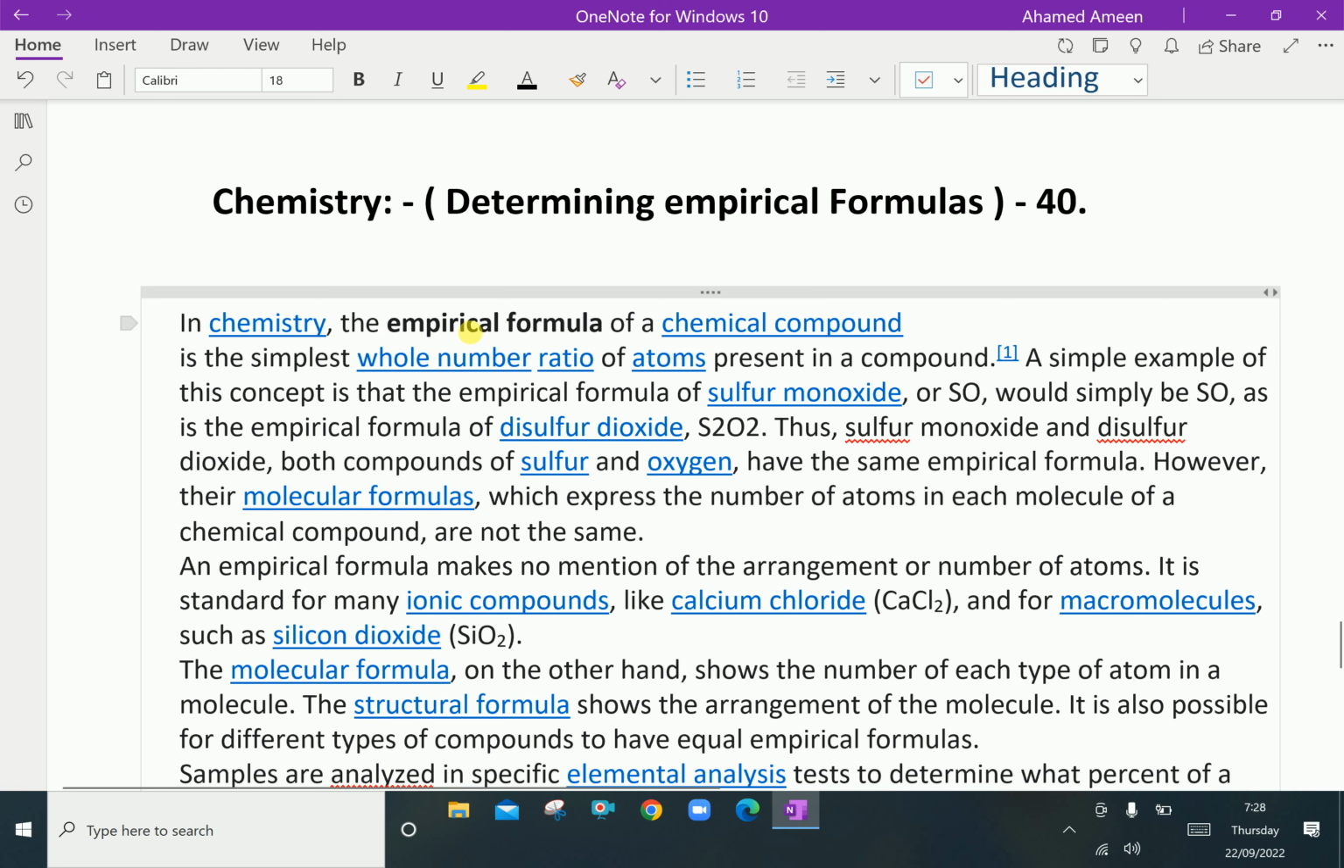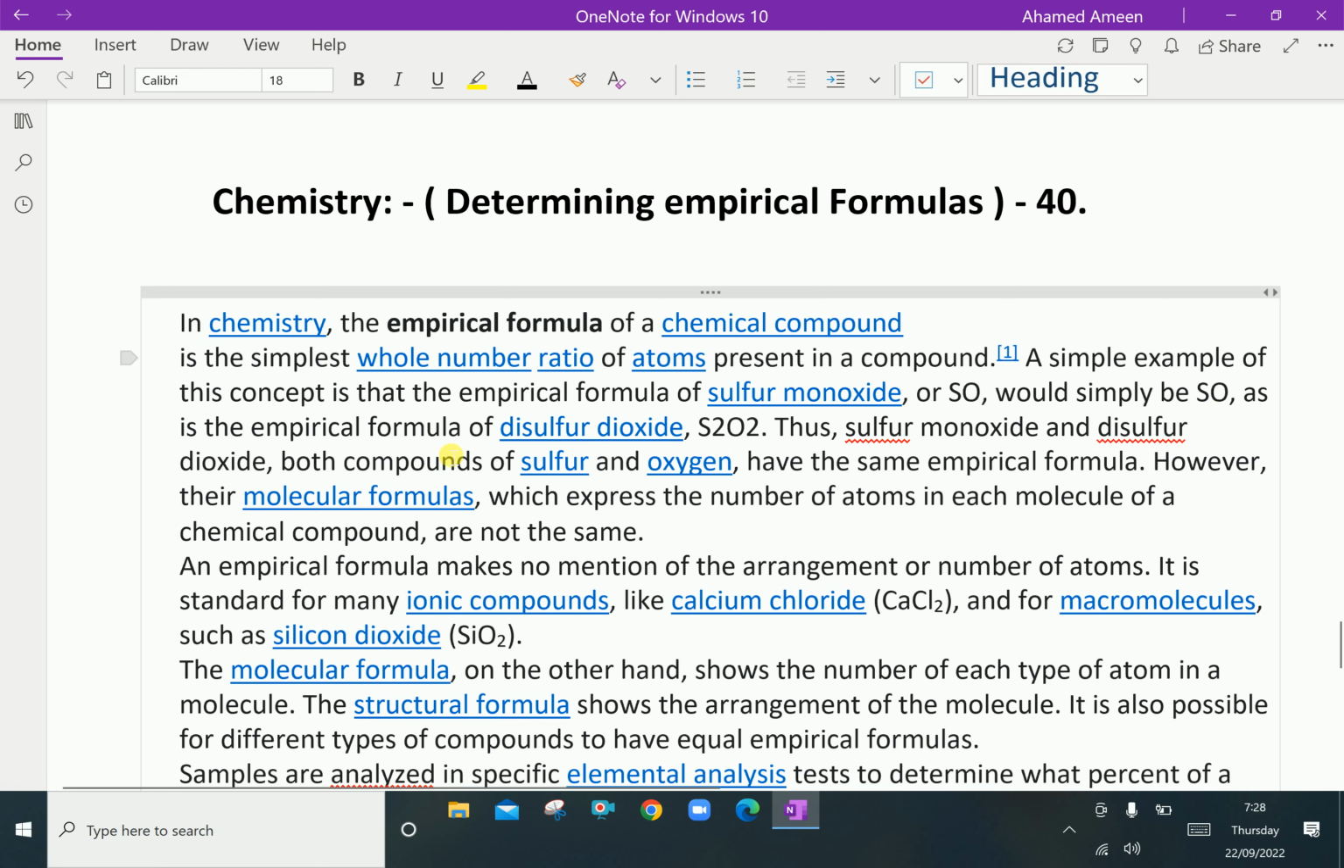In chemistry, let us discuss determining the empirical formula of a given substance. The empirical formula of a chemical compound is the simplest whole number ratio of atoms present in that compound. A simple example is the empirical formula of sulfur monoxide, SO. That means S is one part and O is also one part.